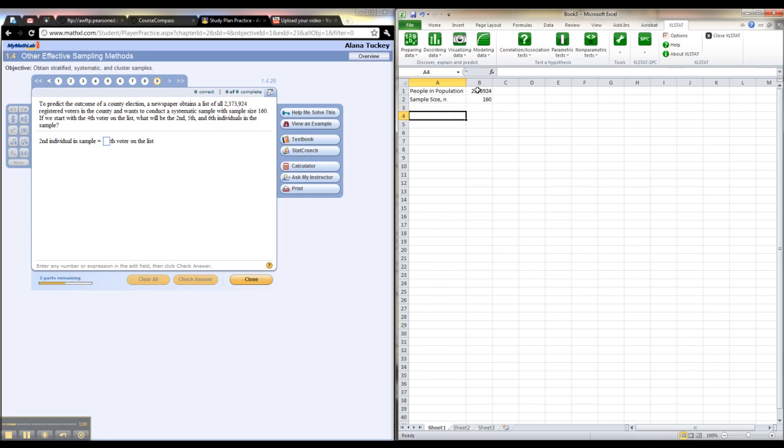Our first step is going to be to take this number and divide it by this number. You want to take the population and divide it by the sample size. That gives you 14837, so that's what we're going to round to.